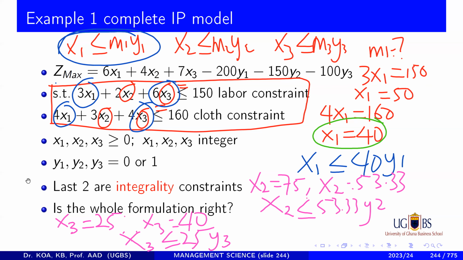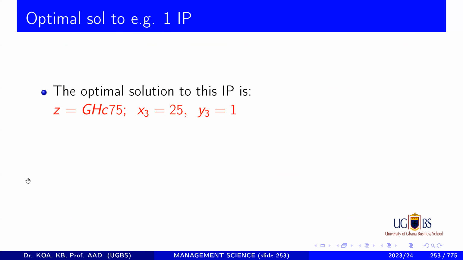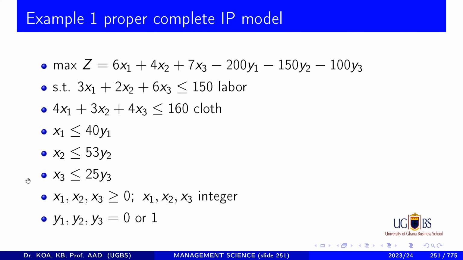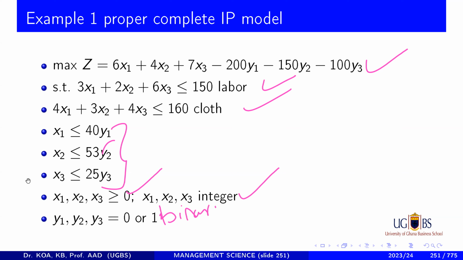After you've done everything I've said in the slide, you can take your time and go and check all the slides. So this is what you get. You can now see from this model that your objective function is there, your labor and cloth constraints are there, the linking constraints, all of them are there. Please do not look at the 53 here. It's supposed to be 53.33. And then the usual integrality constraint for the x's is there, the non-negativity constraint is there, and the binary constraint is also right there.